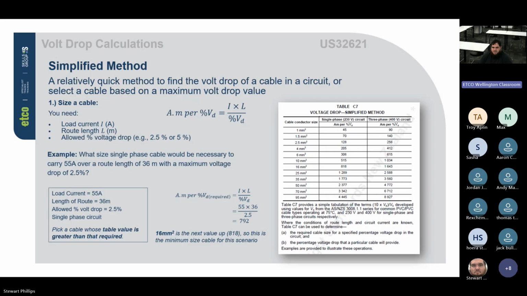And yes, I know we do have apps that do it for us, but part of our electrician's exam, you may be asked to do these volt drop calculations. So which is why we need to know how to do it. Cool, but we need to remember that there are two different.